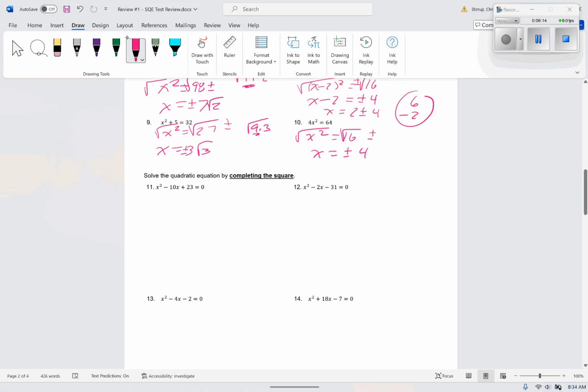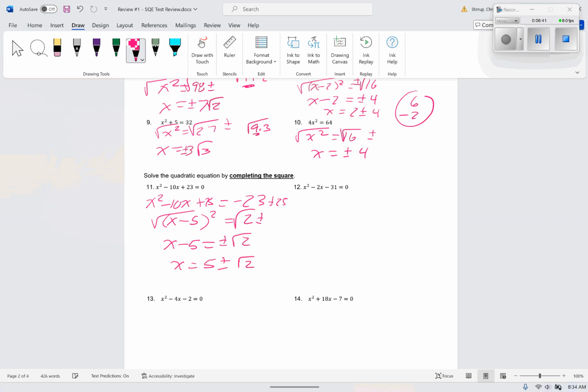Now we're going to complete the square. So first step on completing the square, I'm going to subtract 23 from both sides first. I left the space. Set a set of parentheses up. X, and then you have a minus. Half of 10 is 5. 5 squared is 25. So add 25 to both sides. So I get 2. Root, don't forget the plus minus. X minus 5 equals plus or minus root 2. Add 5 to both sides. So 5 plus or minus root 2. That's how you leave it.